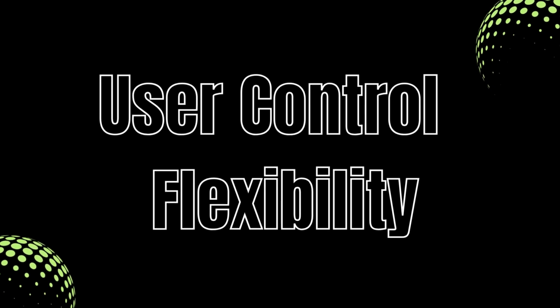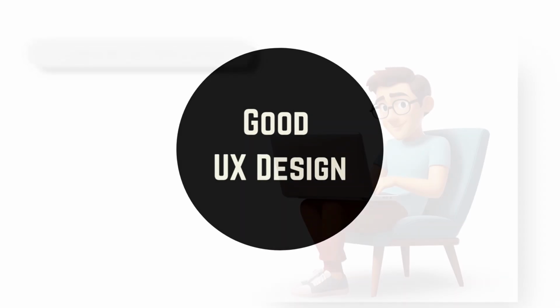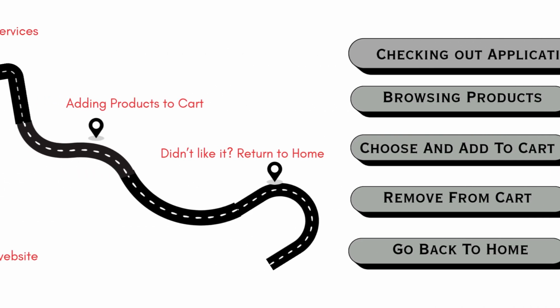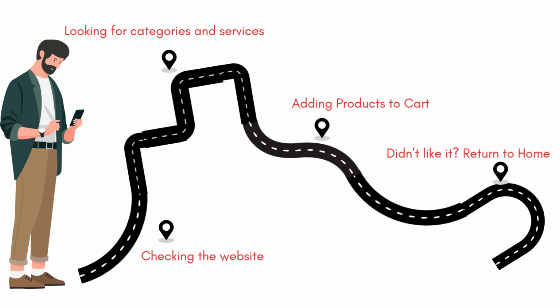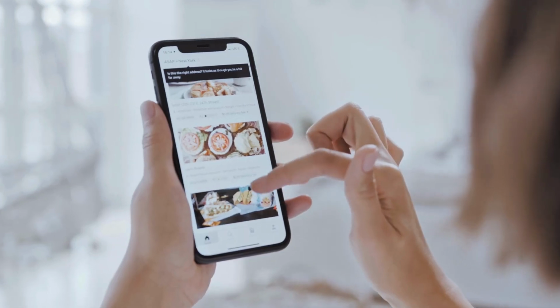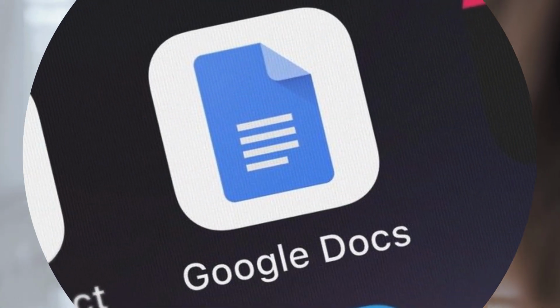The fifth principle is about user control and flexibility. A great user experience never boxes the user inside a confined circle. It lets them choose their path back out anytime. For that, you must include clear options to cancel, undo, or go back in your designs. Give control to the users so that they can adjust the experience to fit their needs.